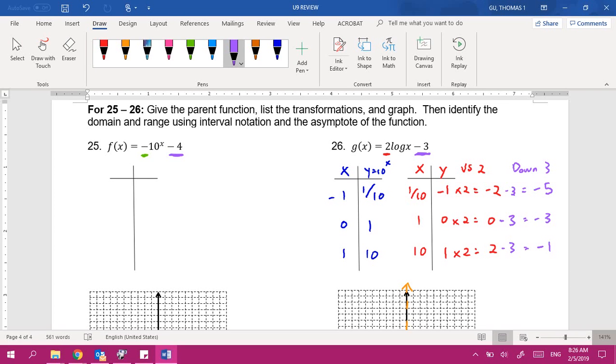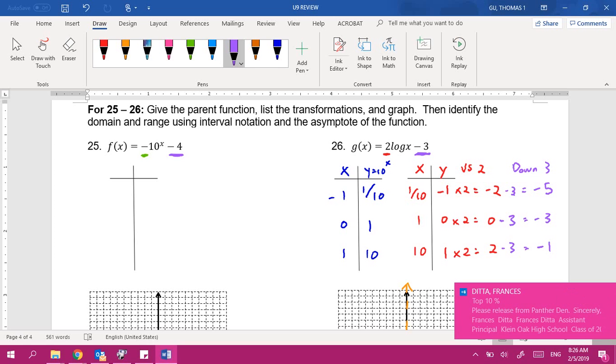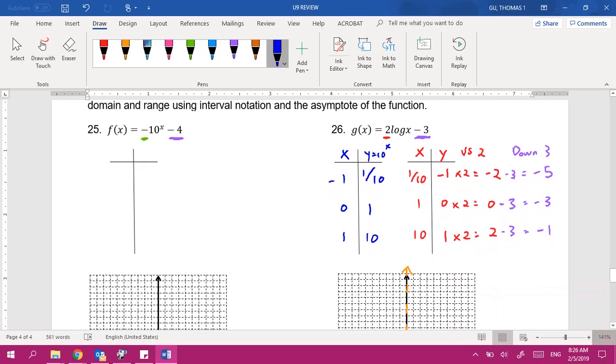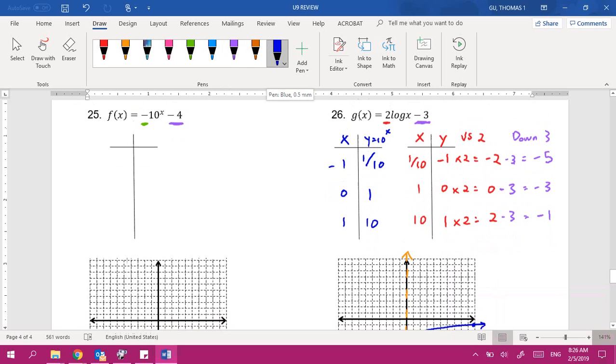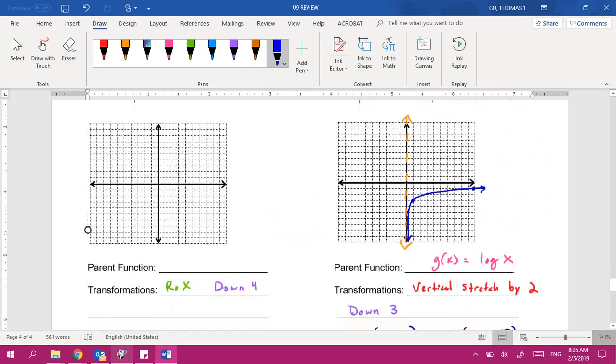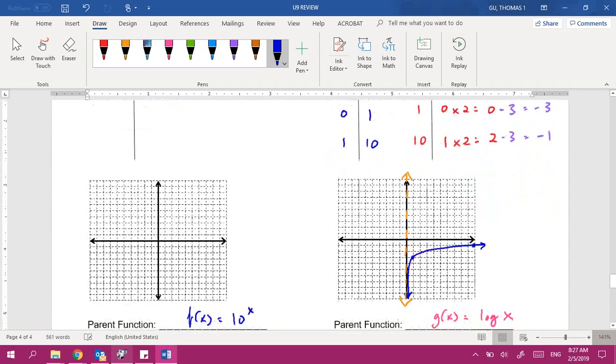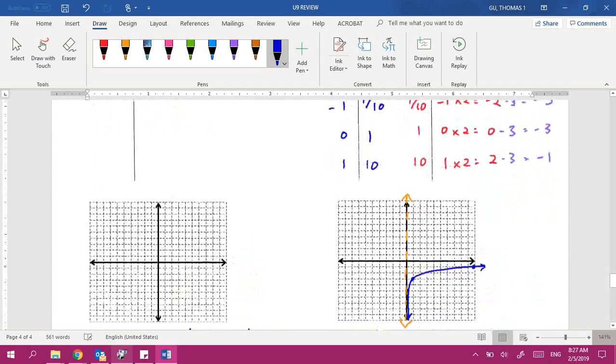So what is my parent function here? F of x equals 10 to the x. Yeah, 10x would just be a line. 10 to the x is an exponential. All right, so that's right. So now we've got the transformations, we've got our parent function. Now we just need to graph.